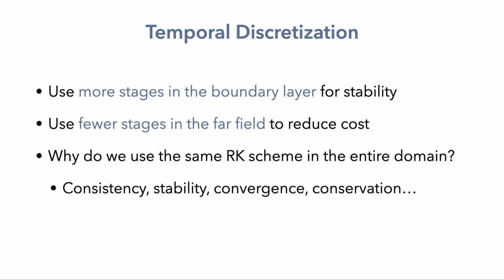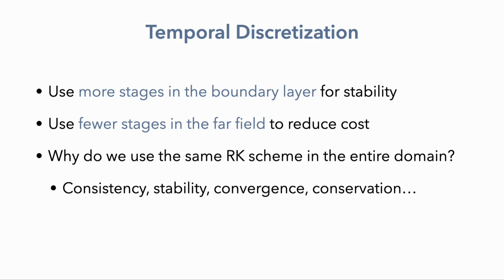So the basic idea with P-ERK schemes is, well, what would we like to do ideally if we look at different classical Runge-Kutta methods? We would like to use Runge-Kutta methods with more stages in the boundary layer, so let's say like a 5, 6, 7 stage Runge-Kutta scheme, because they have improved stability. Basically, they allow a larger CFL number. And what we would like to do in contrast is use fewer stages in the far field to reduce cost. So for example, 2 or 3 stages in the far field to reduce cost.